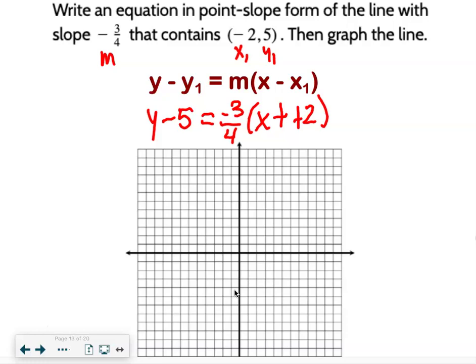Anyone have an idea how we graph this? Well, if I know that this point's on my line, can't I plot that point? So let's plot that point. I'm going to go left 2, up 5. And then now can't we just count our slope? Down 3, right 4, and put another point. Down 3: 1, 2, 3. Right 4: 1, 2, 3, 4.